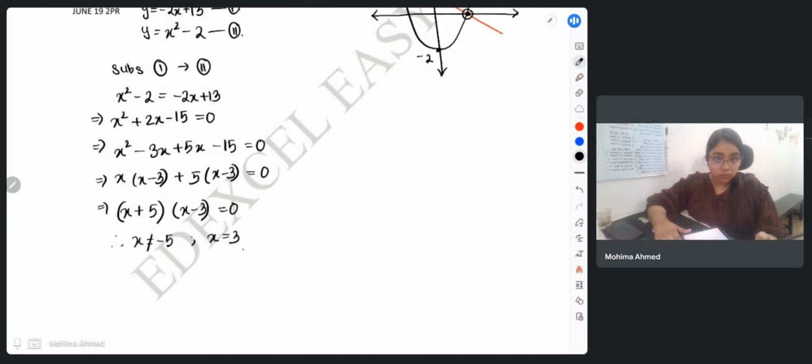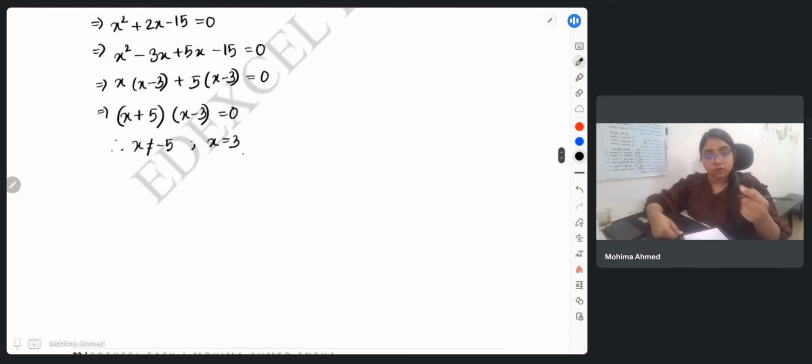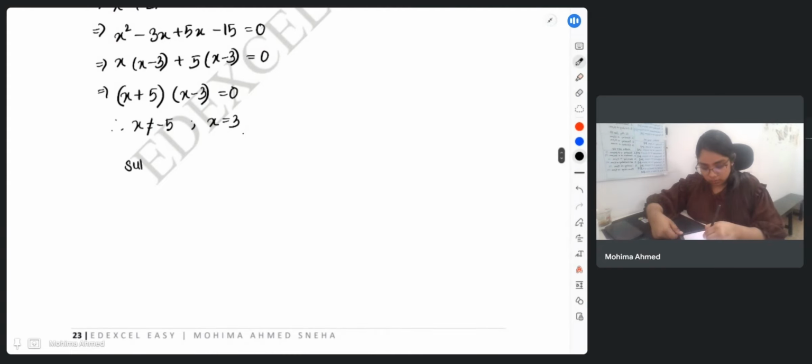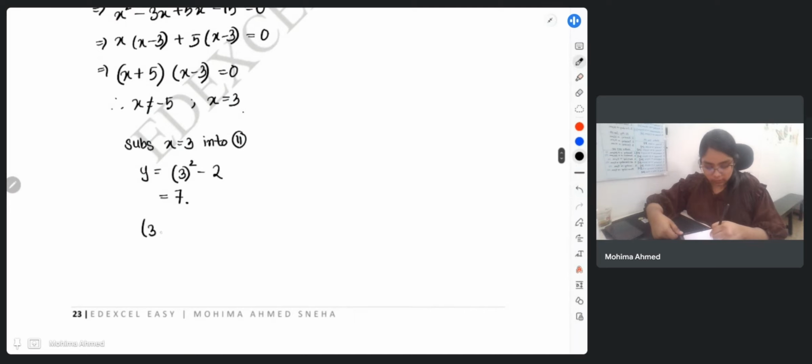Obviously, we're not going to take the negative x coordinate because in your question, you have stated already that the x coordinate value should be greater than or equal to 0. So we're going to take x equals 3 as the one valid value. For x equals 3, you have to find the corresponding y coordinate. So we're going to substitute x equals 3 into 1. I'm going to substitute this into 1 because it's easier to work with, or you can also substitute this into 2. The same working should be done. y equals 3 squared minus 2, which is 9 minus 2, so 7. So you get one coordinate from this section, which is (3, 7).